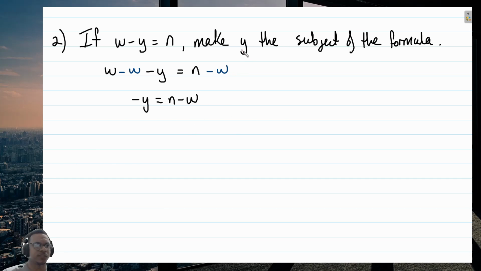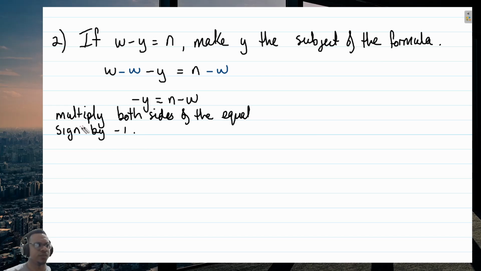Now the question was to make y the subject of the formula and not negative y. So we have a problem here still. We have to get rid of this negative sign in front of the y. So always remember that the sign in front of a number is part of that number. So you cannot just separate the negative sign from in front of this y. So the method we're going to use is to multiply both sides of the equal sign by negative 1. And that's how we'll get rid of the negative sign in front of the y.